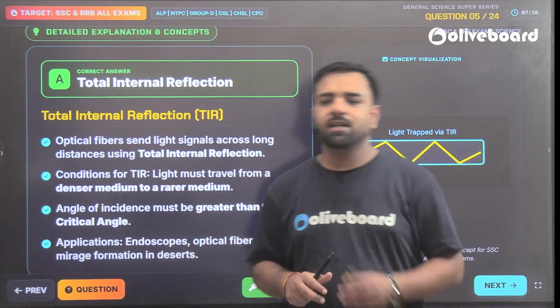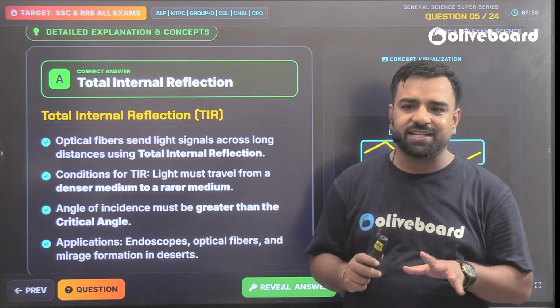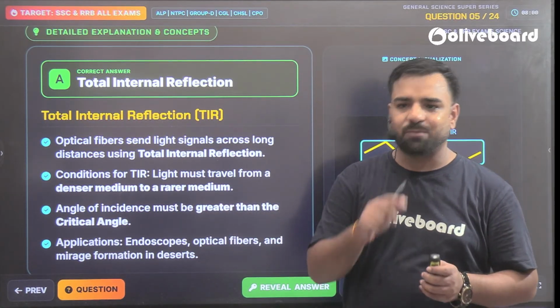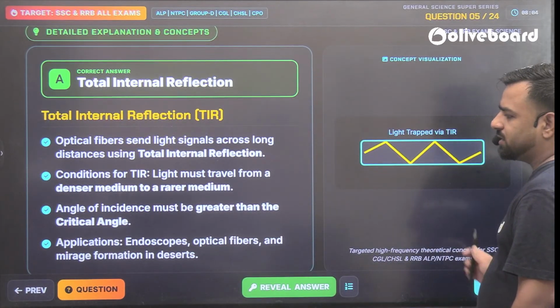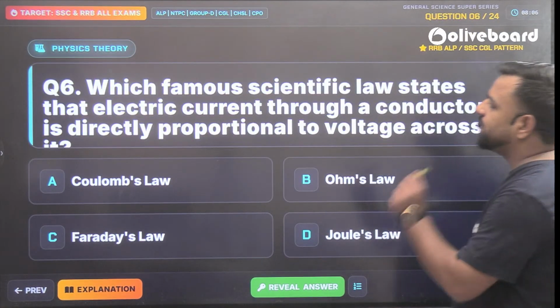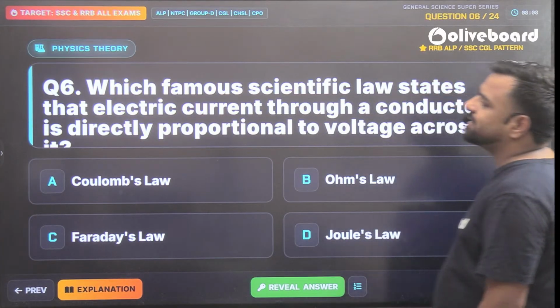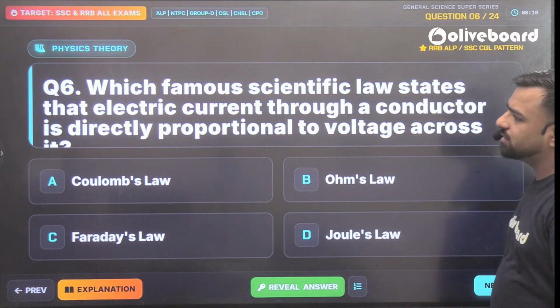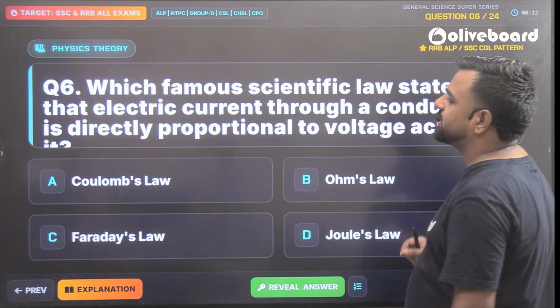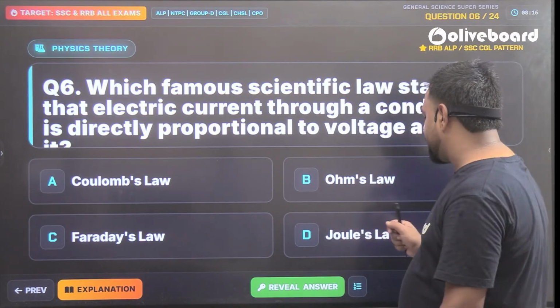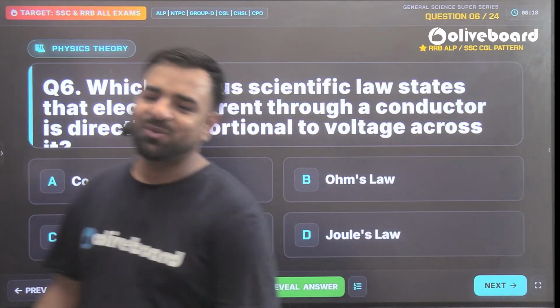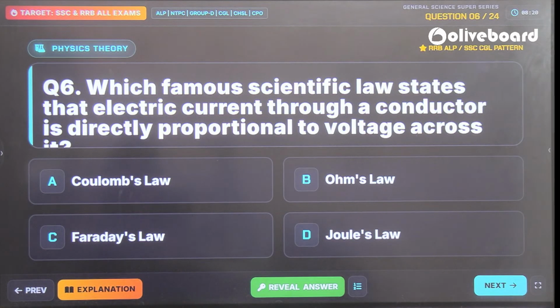Is it okay, guys? If you have any doubts or queries, do not hesitate. Please keep on asking. Fine. So I'm proceeding further. Let's see what's the next question. The next question is here. Which famous scientific law states that the electric current through a conductor is directly proportional to the voltage across it? Is it Coulomb's law, Ohm's law, Faraday's law, or Joule's law? So let me check who is going to give the correct answer over here.